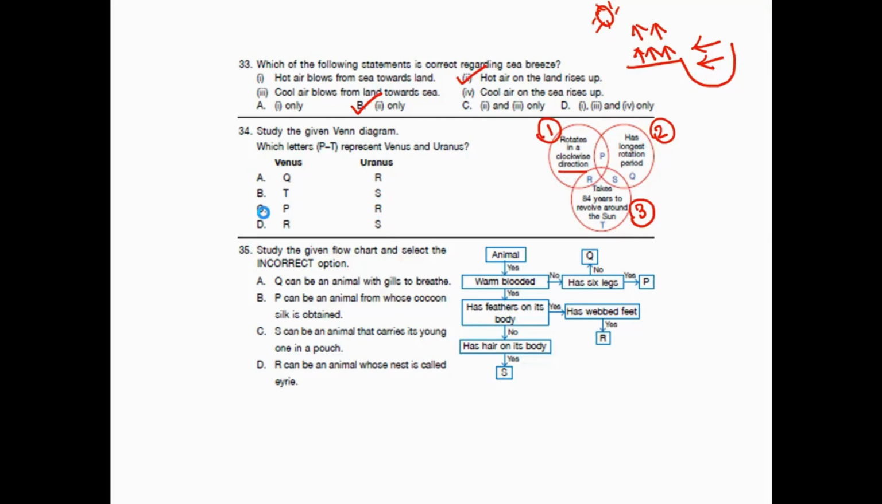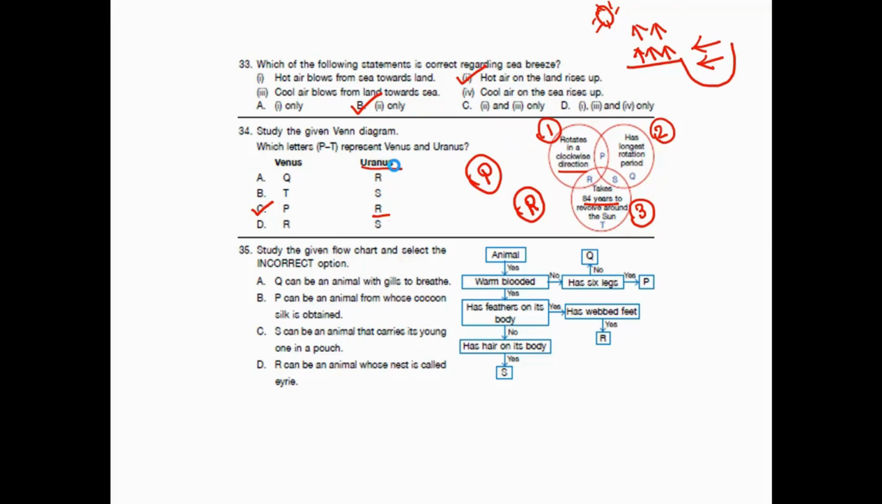Okay, so P is Venus. Let's see what is Uranus. Uranus will be R. Why? Because Uranus is the planet that rotates in a clockwise direction, and it is so big that it takes 84 years to complete one revolution around the sun. So the correct option here will be option number C, that says that P is Venus and R is Uranus, right?